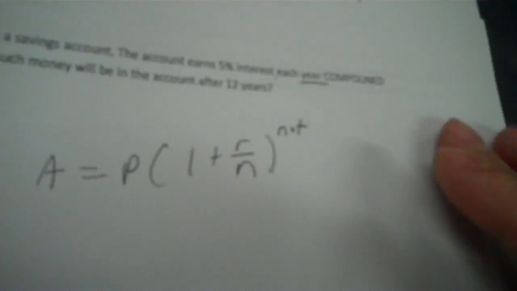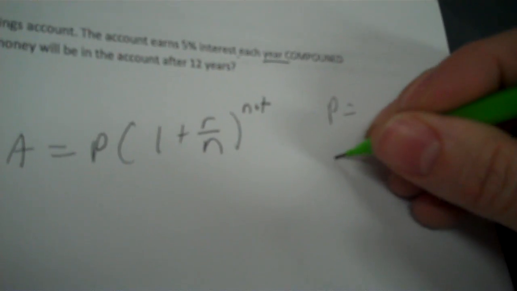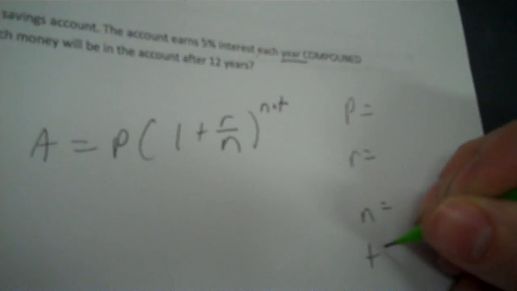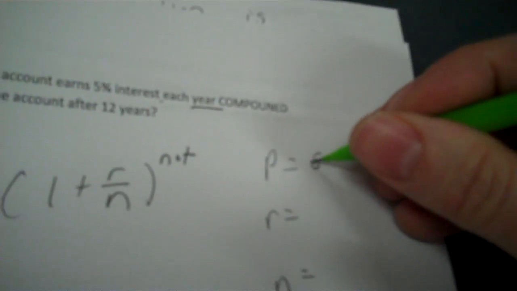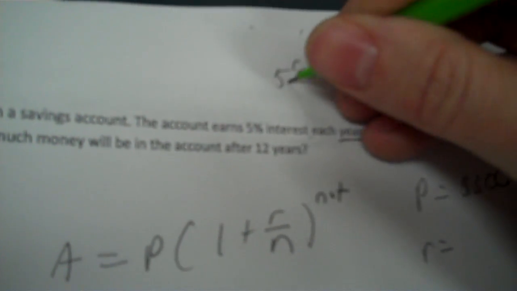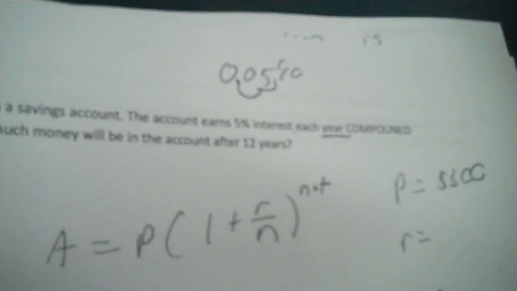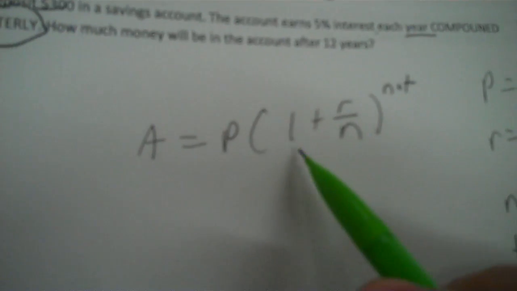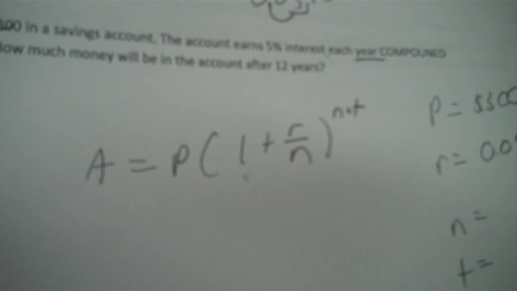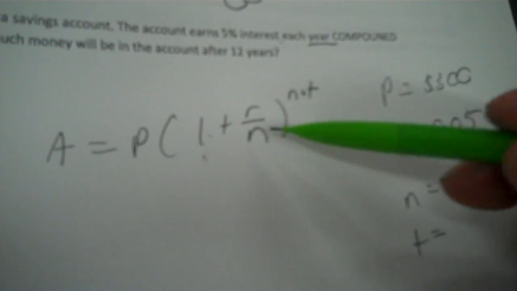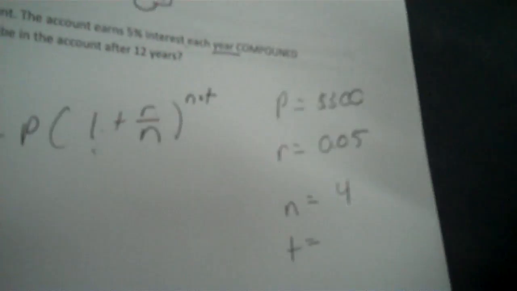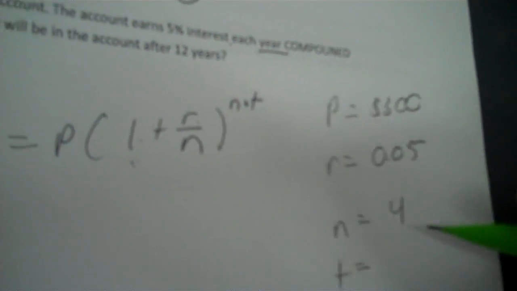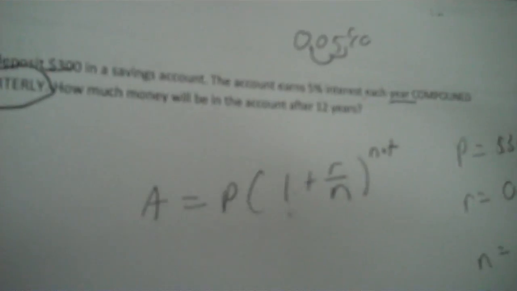N times T. So what do all these are? P is your deposit, 300 bucks. R is your percentage as a decimal. Okay, so 0.05, not 1.05. The 1 is right here, okay? Because I can't add it until that it's divided by n, and n is 4. Quarterly, there's 4 quarters in a year. T is 12. Yes, that's good news for me when I know all these.